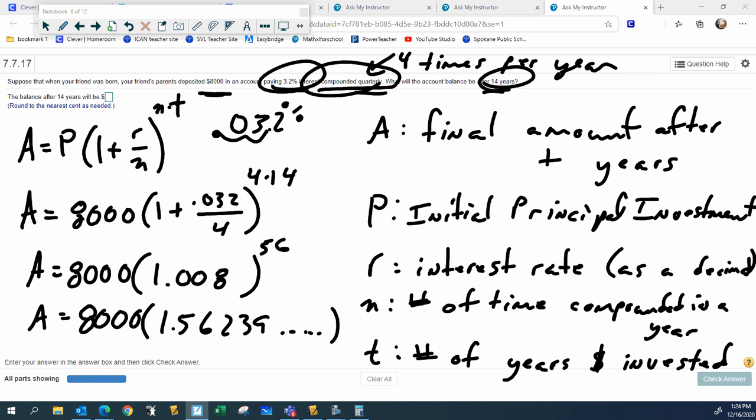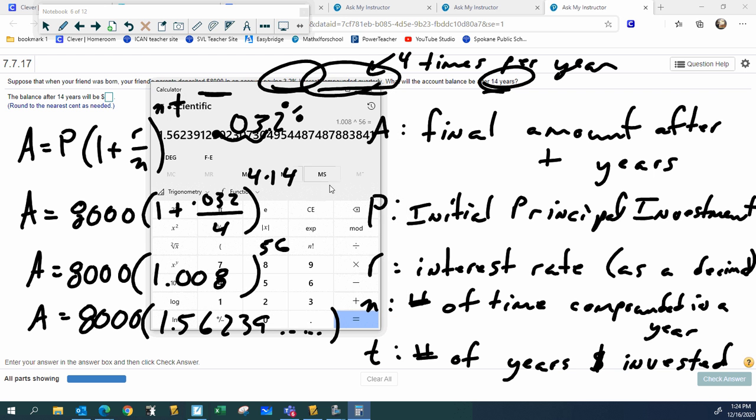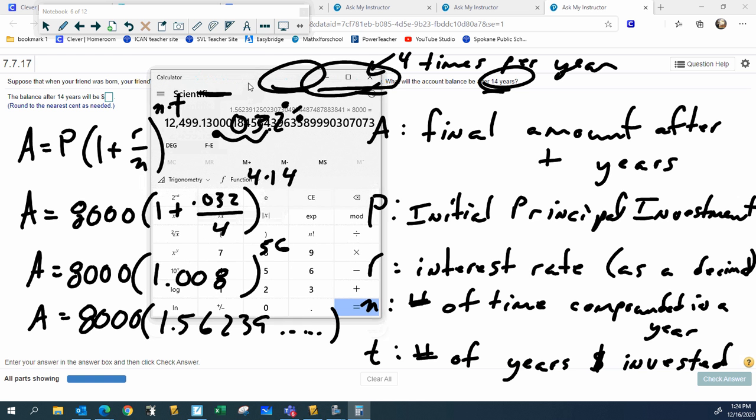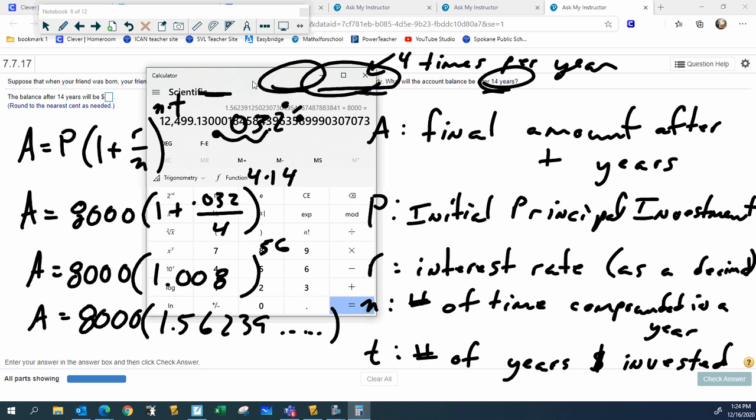The key is when you have that in your calculator like so, you're just going to hit times. Hopefully that times worked there. Times 8,000. So 8, 0, 0, 0, and then hit equals. And so now we can round our answer. It looks like it's 12,499.13.